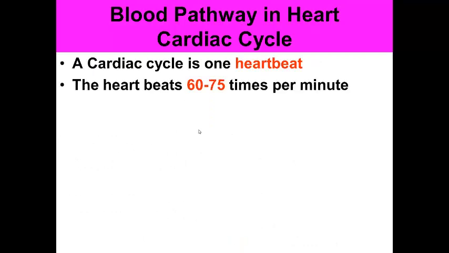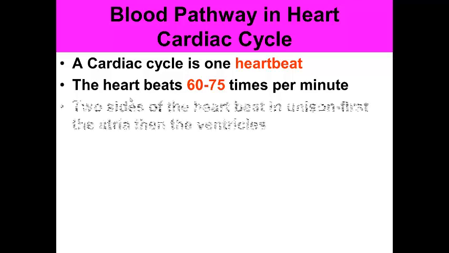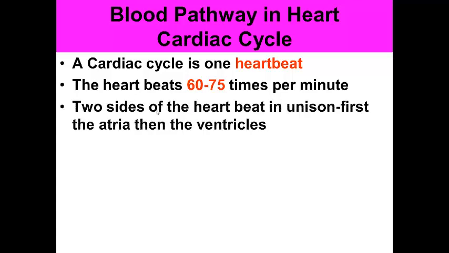So what is the pathway of blood through your heart? We call that pathway of blood through your heart a cardiac cycle. A cardiac cycle is defined as one heartbeat. Your heart beats between approximately 60 and 75 times per minute. Two sides of the heart beat in unison. First the atria beat and then the ventricles. So it's atria, ventricle, atria, ventricle.